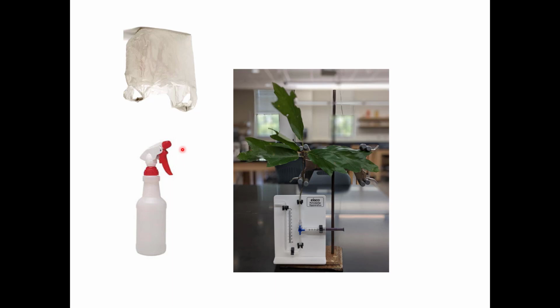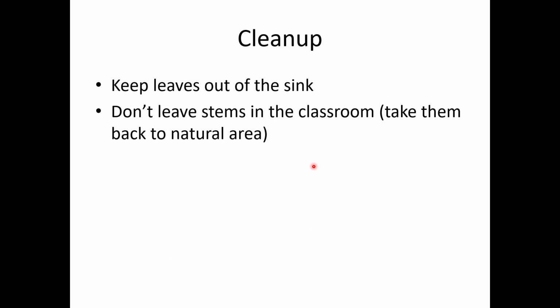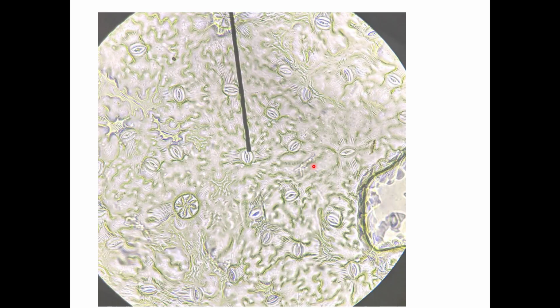Then at the end of the experiment, you'd dry off the leaves, you'd pick the leaves off, and you'd get their mass. And every table would divide their data by the mass of the leaves. That way we can standardize data. Because if one table has 20 leaves and another table only had 4, they would get very different rates because there'd be lots of different numbers of stomata between those two tables. So we have to standardize it somehow. So you would run it for 5 minutes, and then you would divide everything by the mass of your leaves, okay? And then you'd clean up and you'd be done.